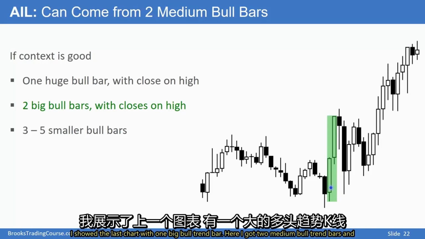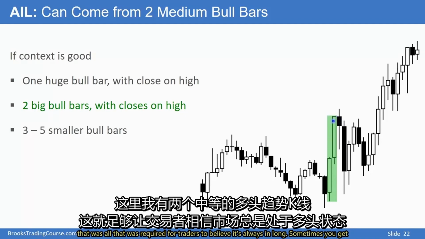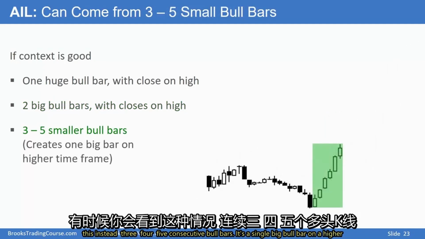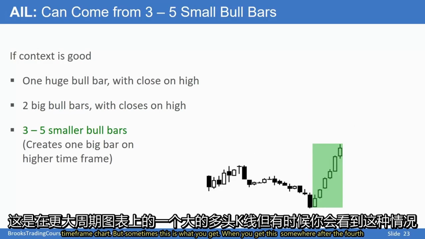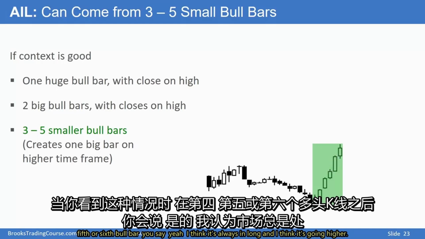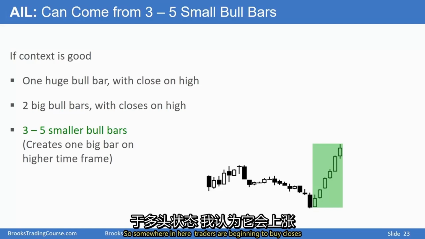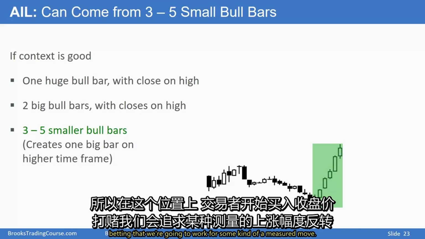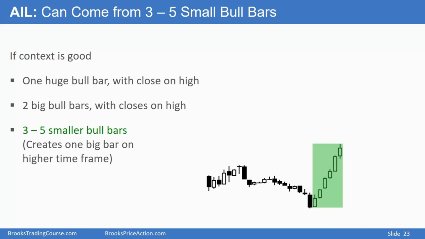I showed the last chart with 1 big bull trend bar. Here I got 2 medium bull trend bars, and that was all that was required for traders to believe it's always in long. Sometimes you get this instead, 3, 4, 5 consecutive bull bars. It's a single big bull bar on a higher time frame chart, but sometimes this is what you get. When you get this somewhere after the 4th, 5th, or 6th bull bar, you say, yeah, I think it's always in long, and I think it's going higher. So somewhere in here, traders are beginning to buy closes, betting that we're going to go up for some kind of a measured move.